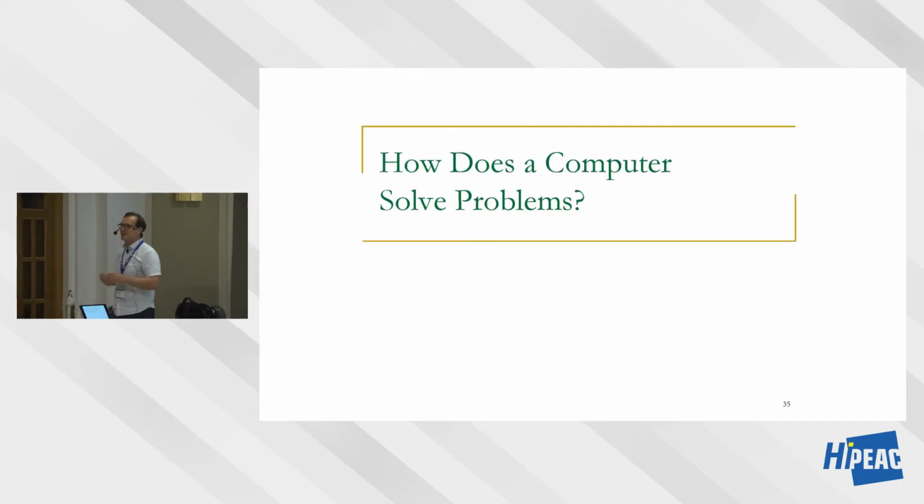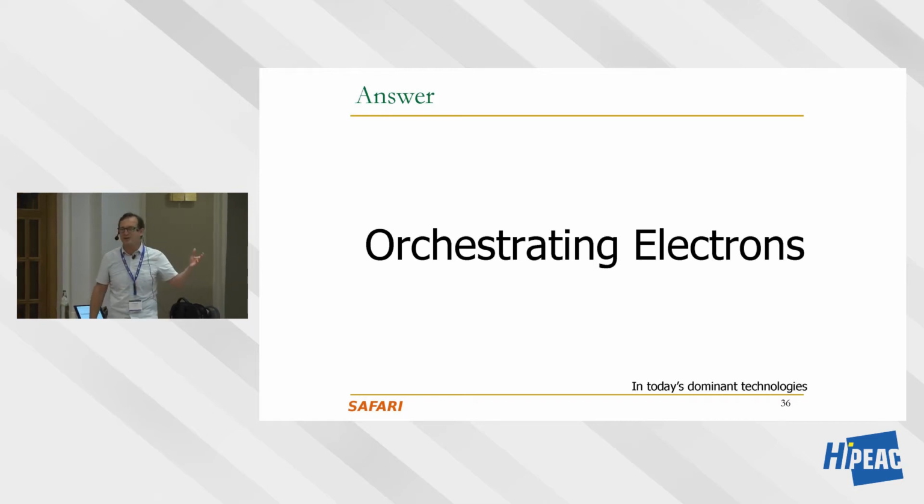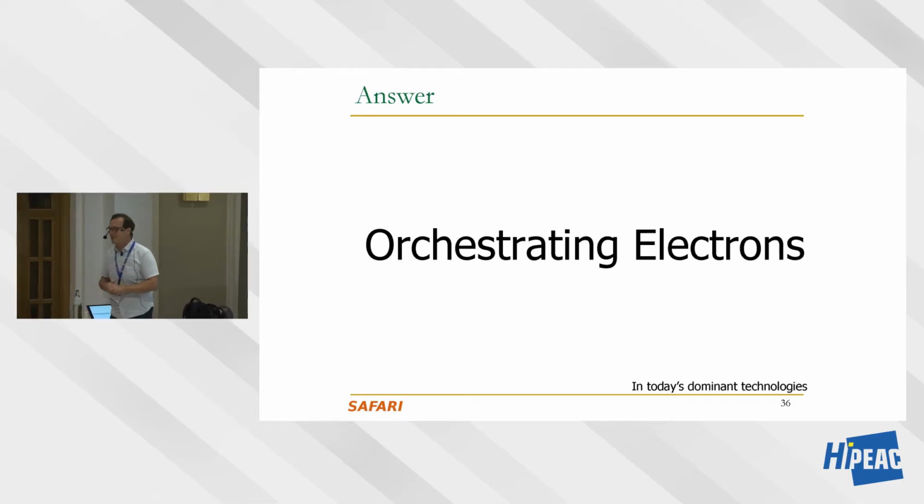Okay, so given that we want to solve problems, how does a computer solve problems? In today's dominant technologies, computers solve problems by orchestrating electrons, right? Now, this is not an easy task. It would be nice if I could orchestrate electrons by telling electrons, electron, do this for me, right? Unfortunately, that doesn't work. At least we haven't figured out how to make that work yet.